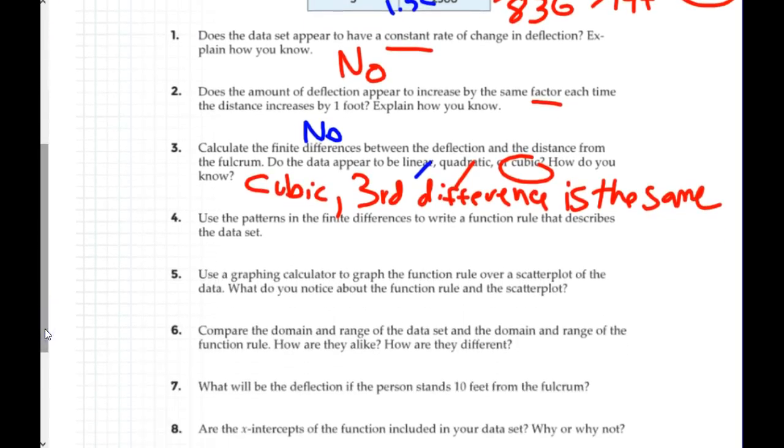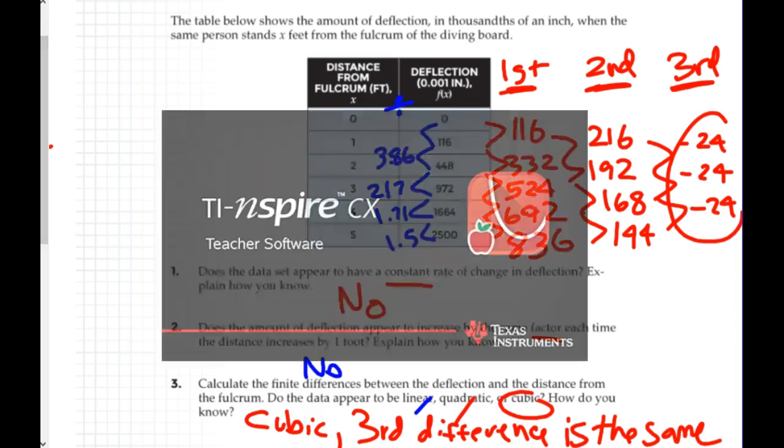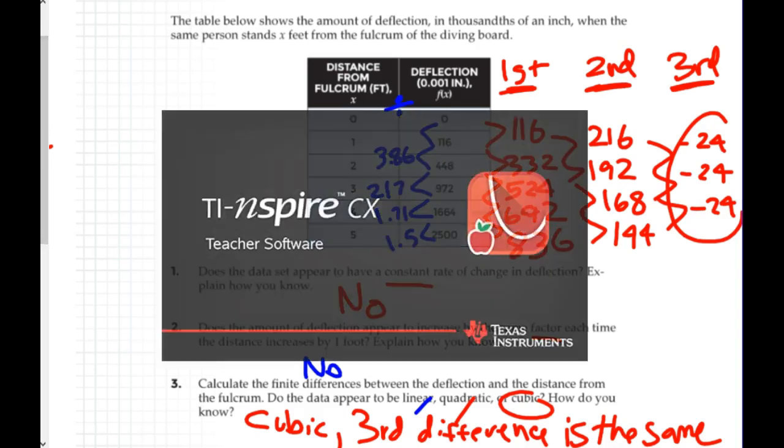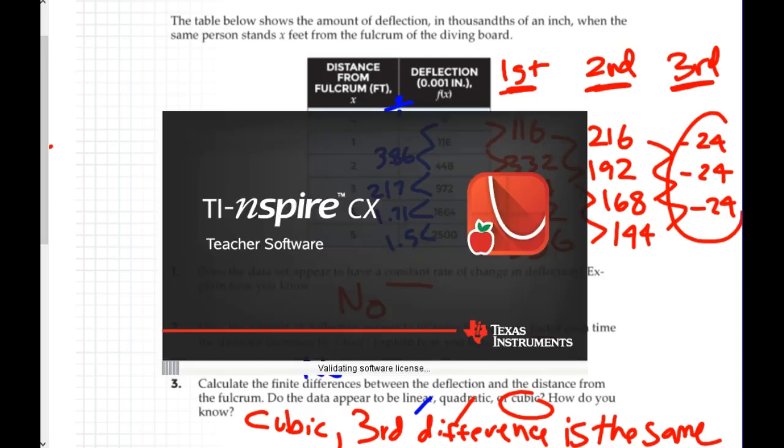Use the patterns and the finite differences to write a function rule that describes the data set. So again, this is menu 4, 1, and I believe it's 7. Let's take this to the calculator. It's going to take forever to load, but nonetheless. We're going to go into lists and spreadsheets. We're going to type in this data, and my suggestion is you type it all in. That way you have the most accurate thing you could possibly have.